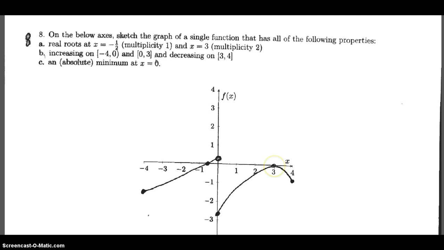Okay, and then we do need to be decreasing, so that's why I dropped it. We also have to have an absolute minimum at x equals 0. So when I come up here for this, I just want to make sure that this point is lower than anything over here and anything over here.